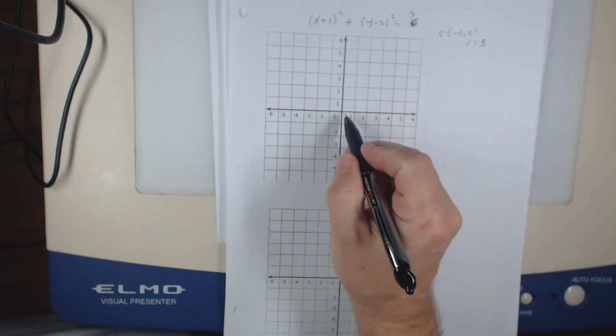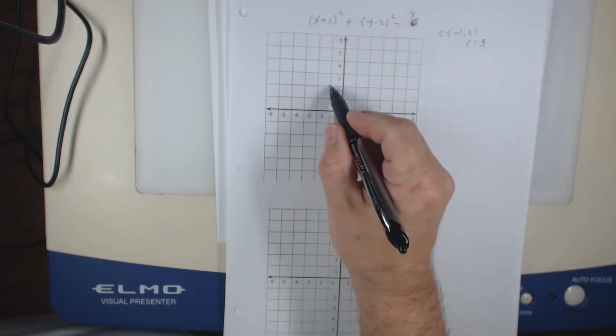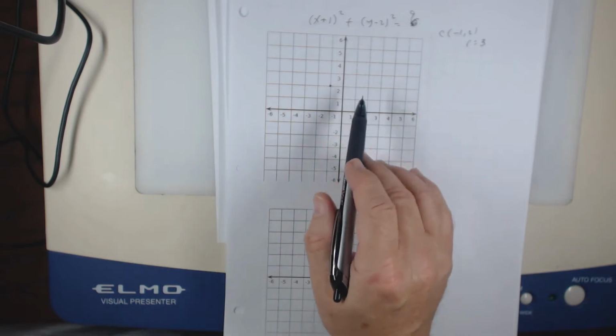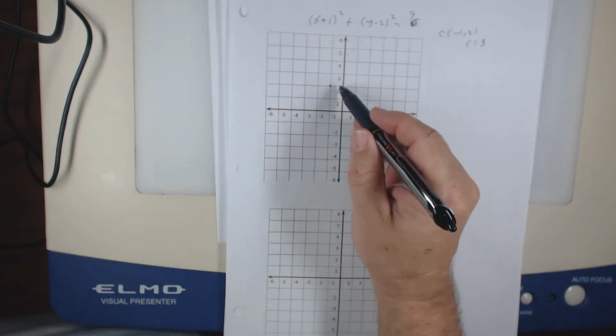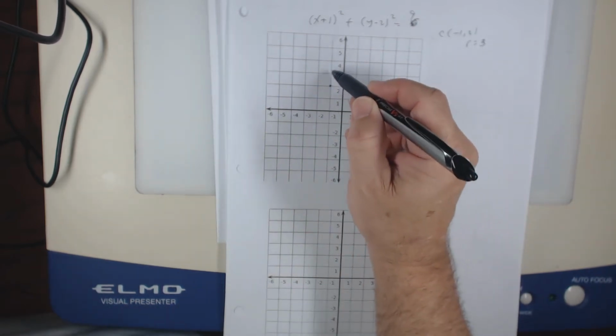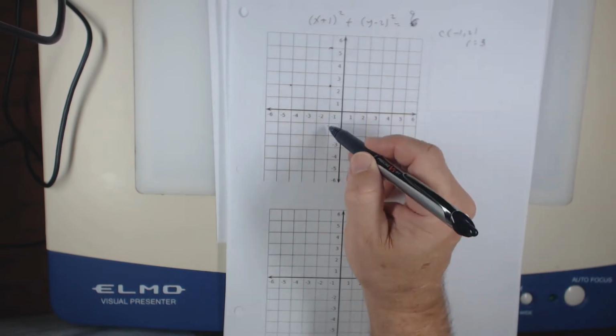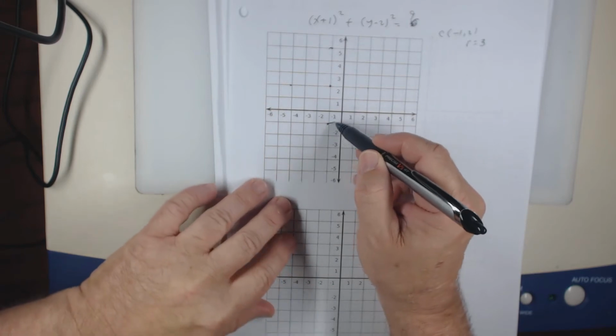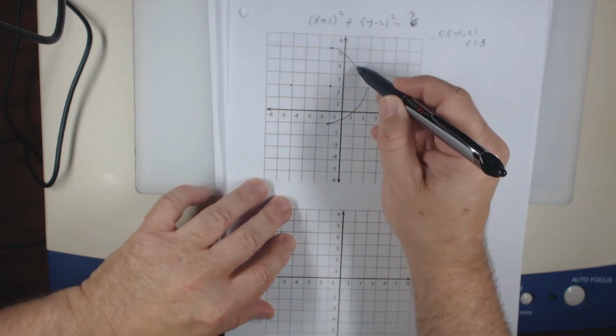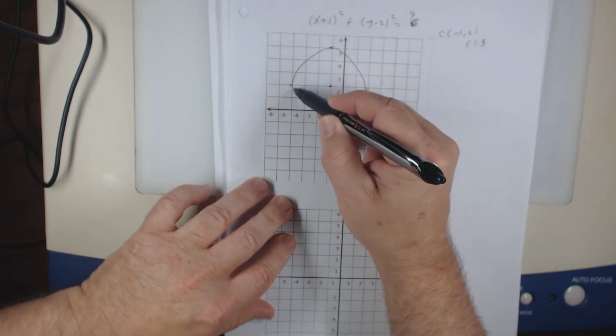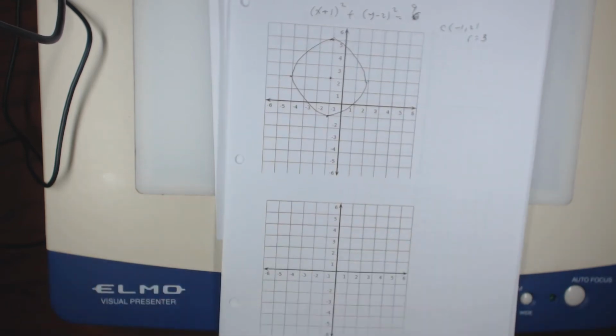So negative 1, 2 is here. And from the center, I'm going to go 3 all the way around, correct? So 1, 2, 3, 1, 2, 3, 1, 2, 3, 1, 2, 3. And then draw the circle. All right, so there's a circle. All agree? All right, so from this circle, I'm going to determine the domain and range.